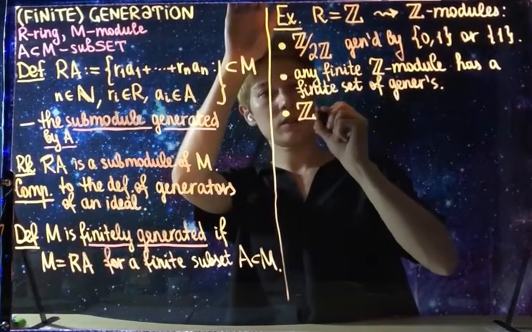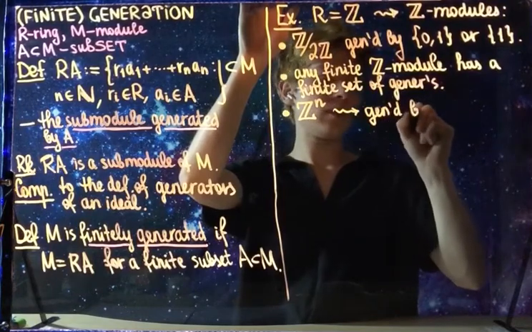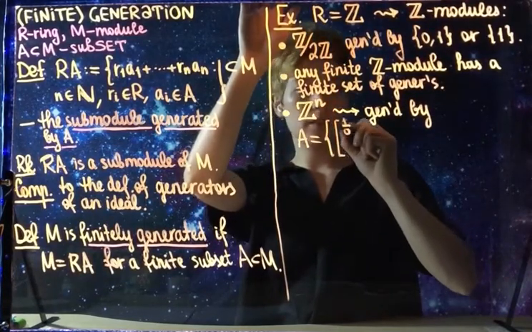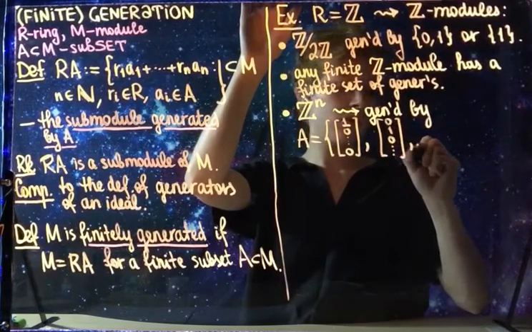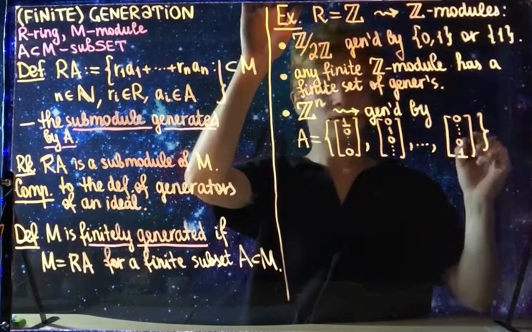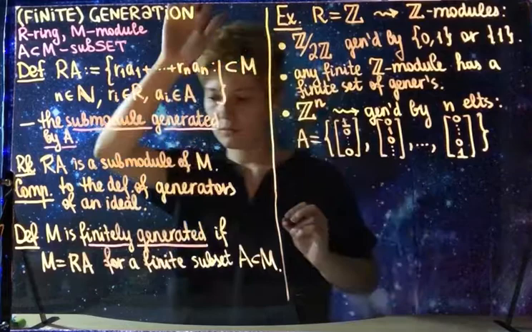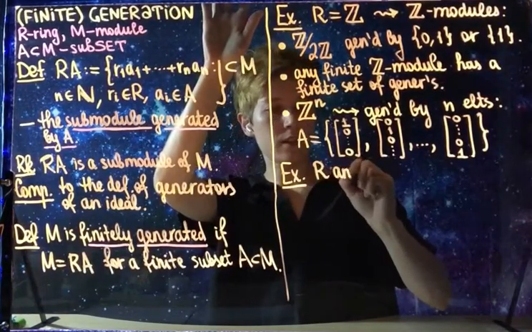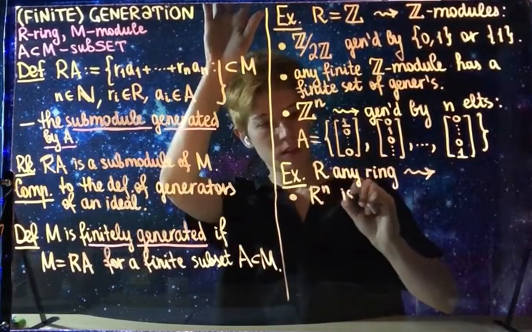For example, we can consider Z to the power n, and it is generated by the finite set of standard basis vectors, 1, 0, 0, 0; 0, 1, 0; etc., till the end. So it is generated by n elements. And if R is any ring, then in the same fashion, R to the n is finitely generated.